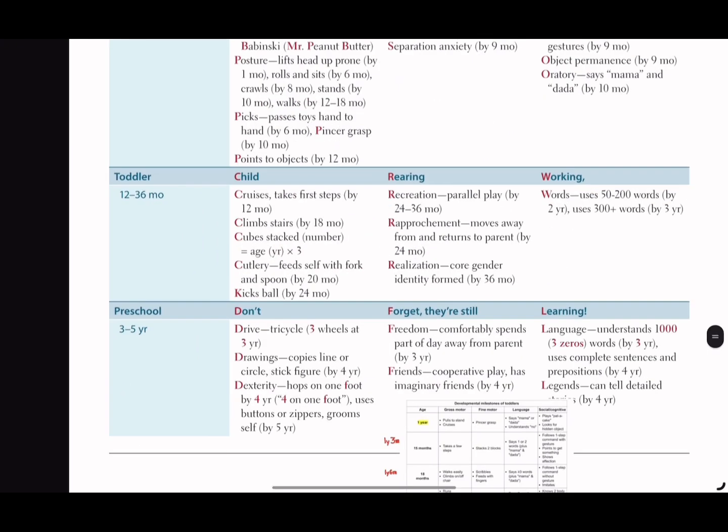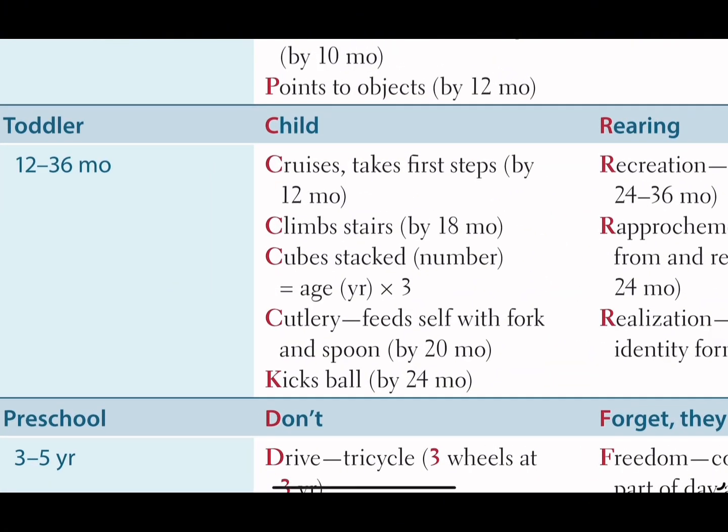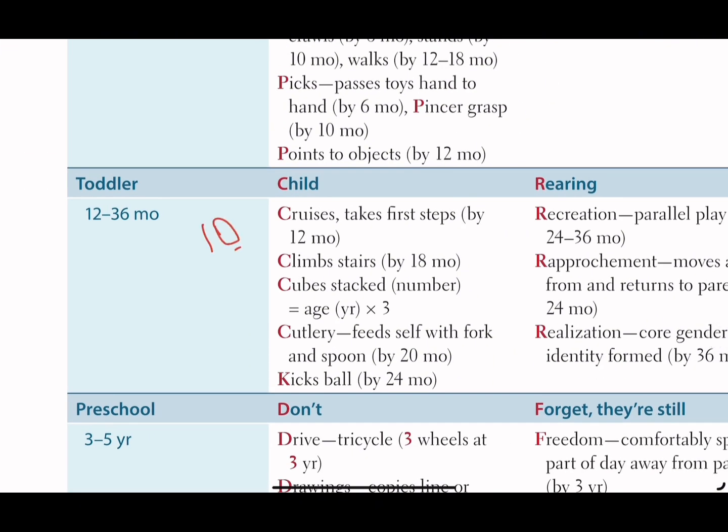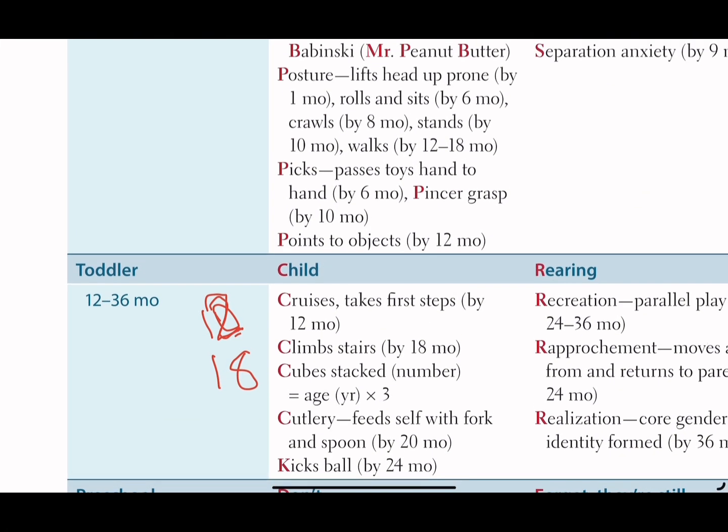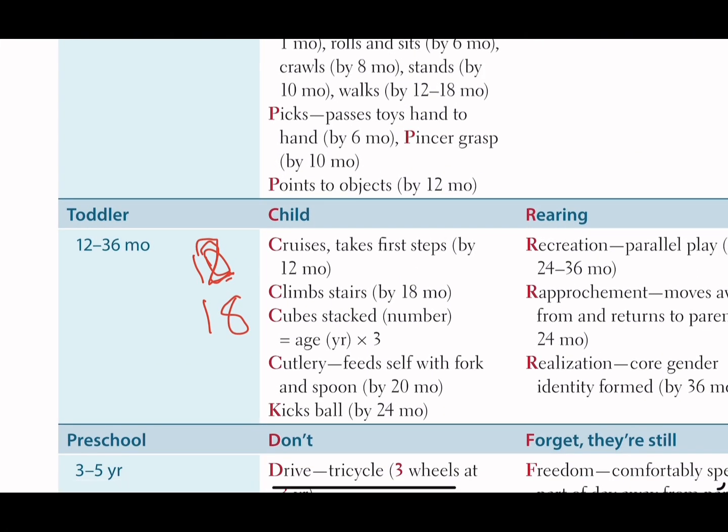Toddler, child, takes first step by 12, climbs stairs by 18, cubes stacked: number is age times 3. So cruises, takes the first step by 12. We said 10 he's standing, 18 he's walking, so this 12 will be first steps. Climbs stairs by 18. We already said 18 is walking and would also be climbing stairs. Let's just imagine 18 is like that: 8 and another 8 and another one here, so these are the stairs. 18 stairs.